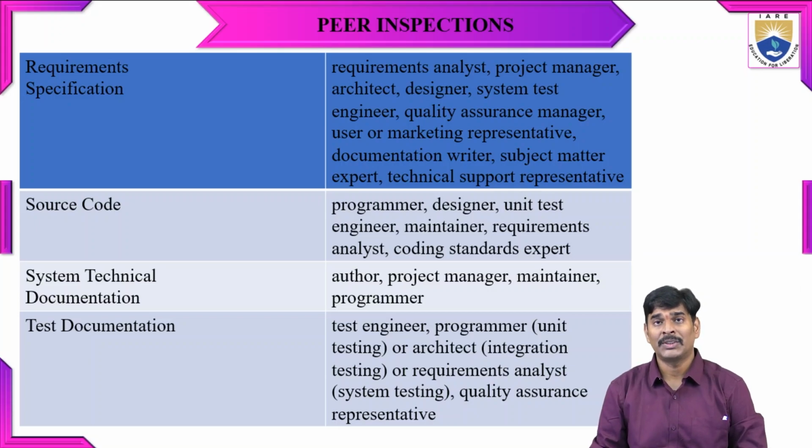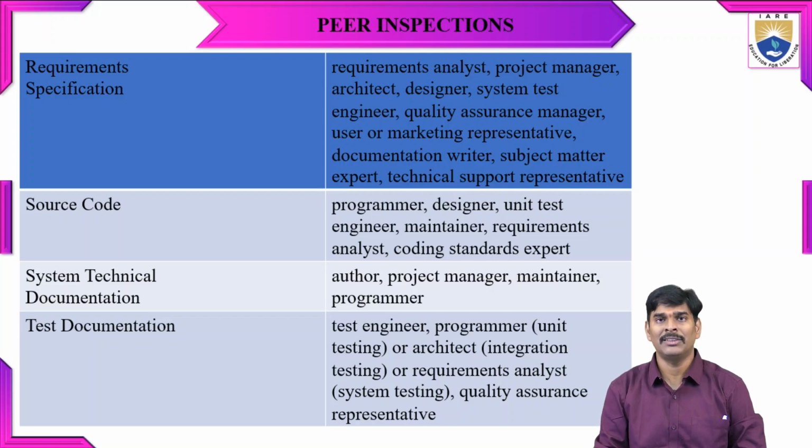And source code. For source code, we know it is mainly the designer or the programmer, the unit test engineer, the maintainer and requirements analyst, and coding standard experts. So these are the main experts who are going to scrutinize the source code to identify the different types of faults or defects in the source code. Next one is system technical documentation. The suggested reviewers will be the author, project manager, and maintainer, or we can say the programmer.